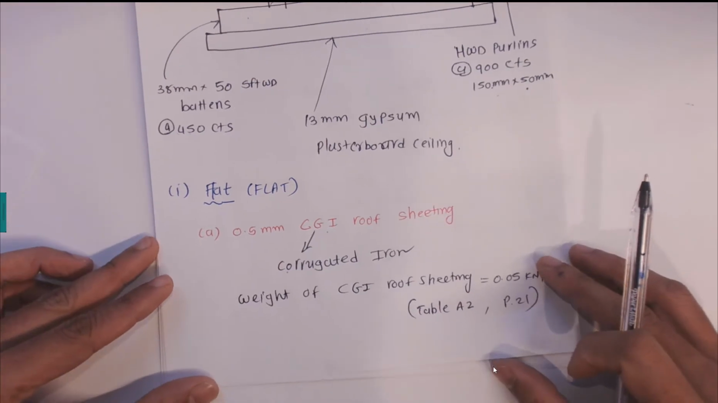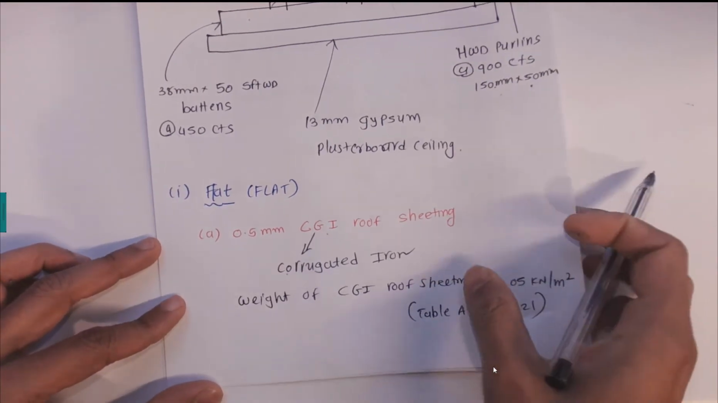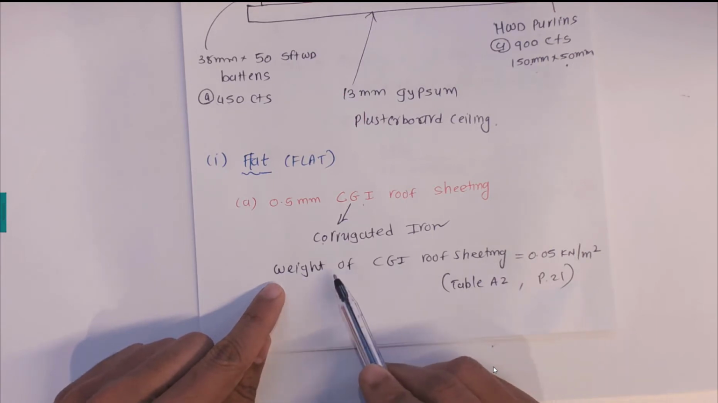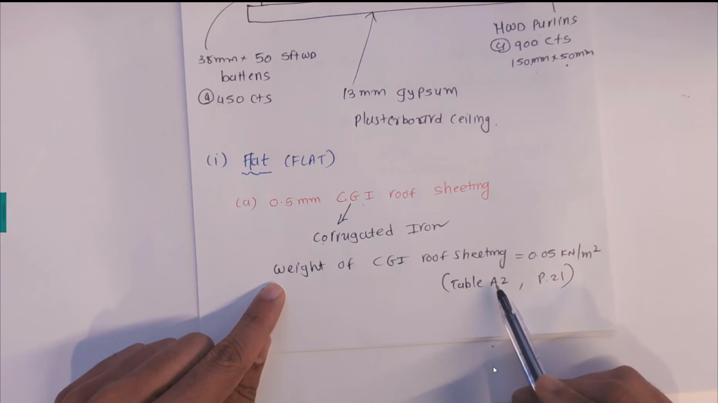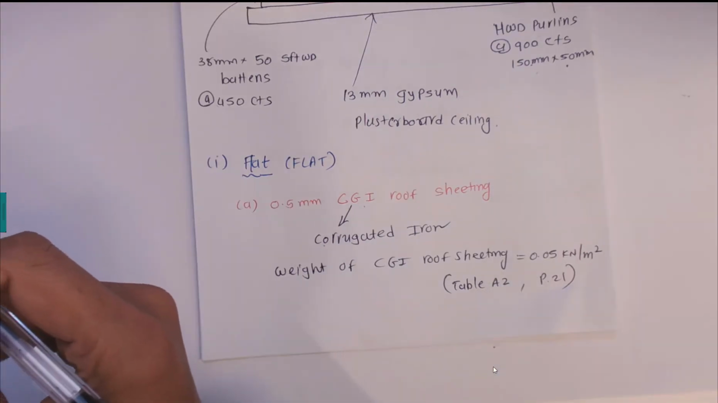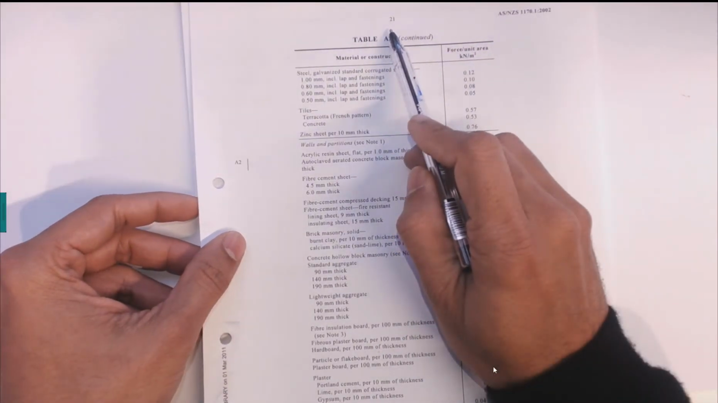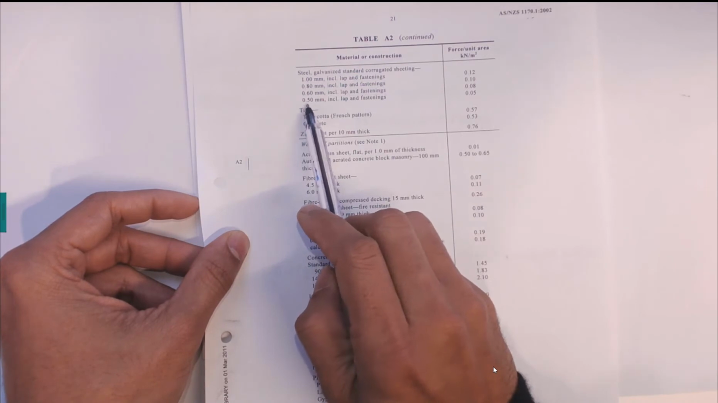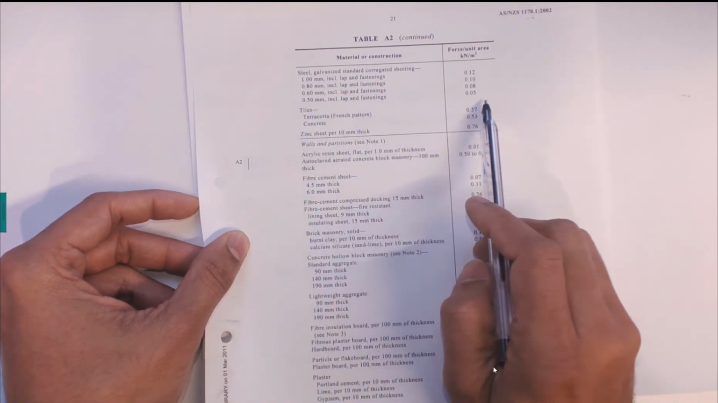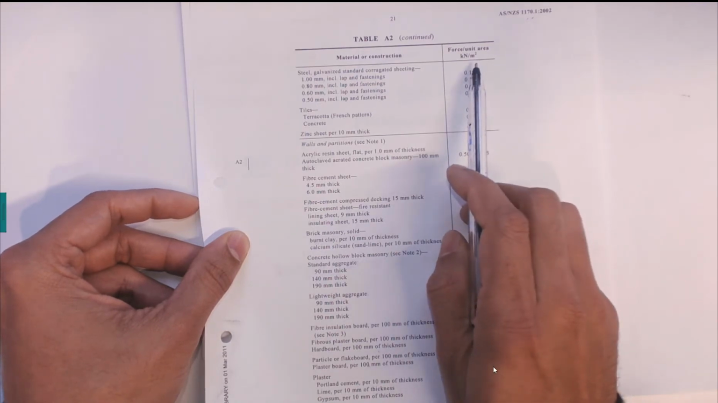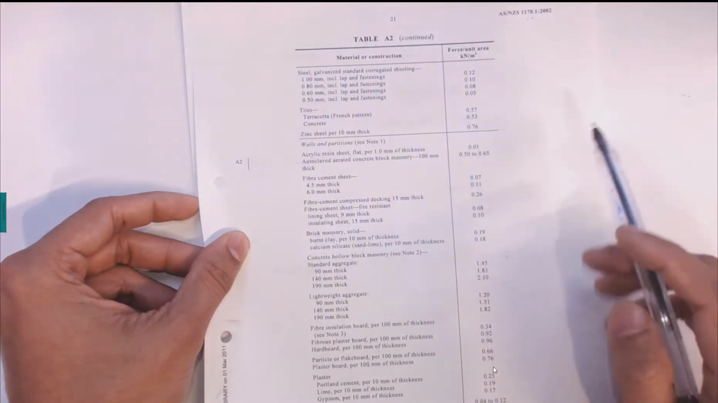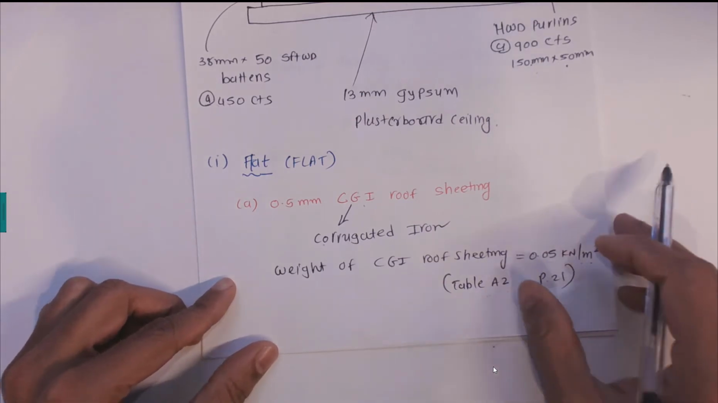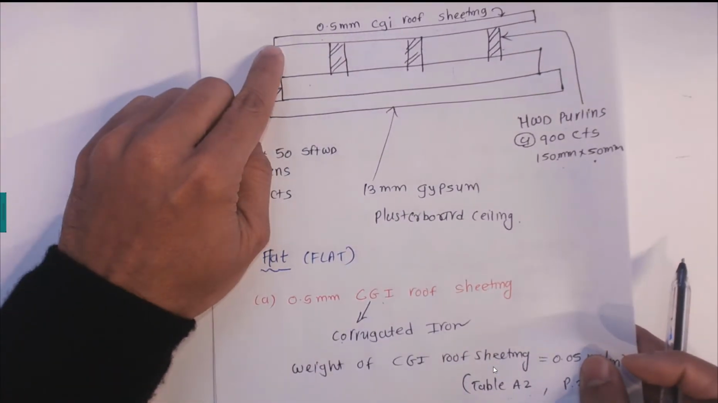For this case, we need to find the weight in kilopascals, which is kilonewton per meter square. That is given in the question, kilopascals, so that's relatively easy. To find the weight of CGI roof sheeting in kilopascals, I can check Table A2 of AS/NZS 1170.1, here on page 21. It gives steel galvanized standard corrugated sheeting, and we are looking for 0.5 millimeters. It has a pressure of 0.05 kilonewton per meter square for the corrugated sheet. So that's taken here, 0.05 kilonewton per meter square from Table A2 on page 21. Now we have completed the first layer, 0.5 millimeter CGI roof sheeting.